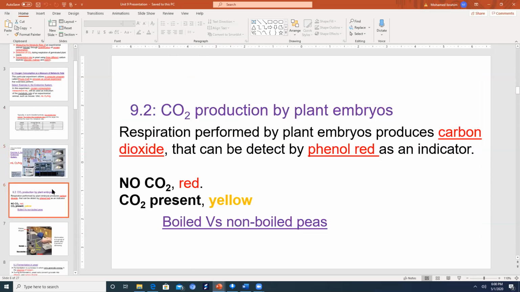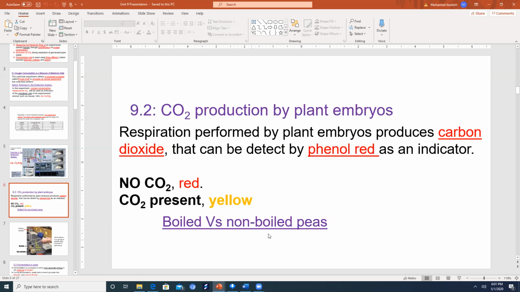The second model was peas, okay? And remember, we used germinated peas. One set was boiled, so to kill it, to inactivate or deactivate all the enzymes. So basically preventing cell respiration.